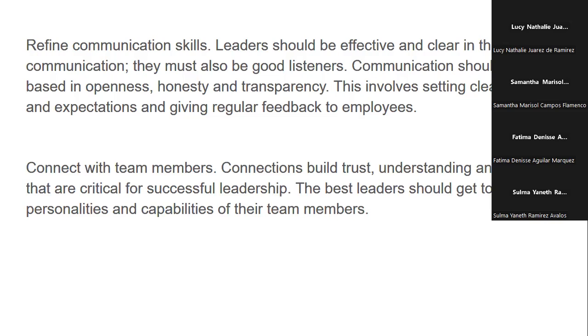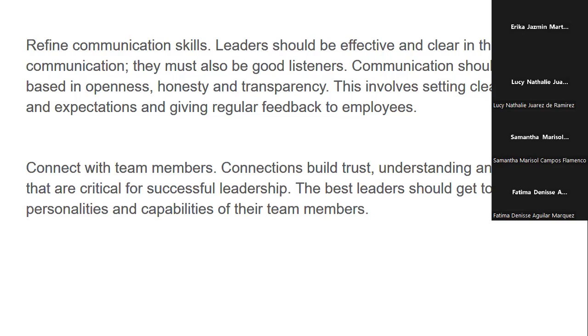Okay. Refine communication skills. Leaders should be effective and clear in their communication. They must also be good listeners. Communication should be based in openness, honesty, and transparency. This involves setting clear goals and expectations and giving regular feedback to employees. Connect with team members. Connecting build trust, understanding, and bonds that are critical for successful leadership. The best leaders should get to know the personalities and capabilities of their team members.